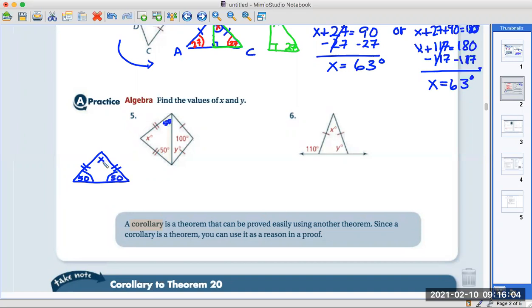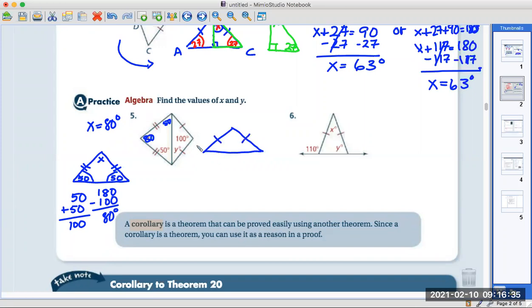So now I have to find X. So I know two angles. So I add them and subtract from 180. So X is 80 degrees. 50 plus 50 plus 80. This triangle is looking for Y. I'm also making it sideways. You don't have to. This is your vertex angle, 100. This is Y and Y.